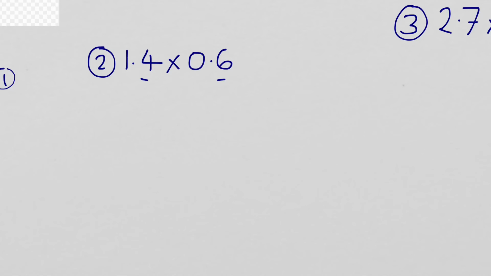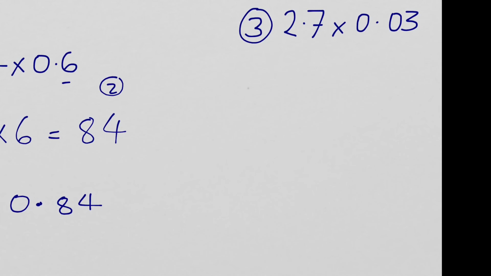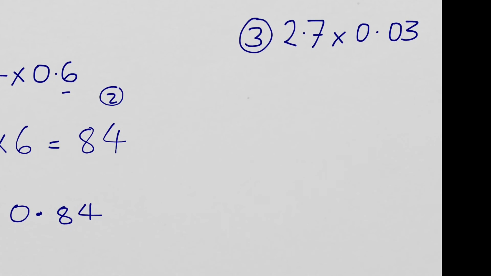Alright, second problem, 1.4 times 0.6. There are 2 numbers after the decimal point, so there'll be 2 numbers after the decimal point in the answer. Work out 14 times 6, and that should equal, let's work it out here, 14 times 6, 4 times 6 is 24, carry the 2, 1 times 6 is 6, plus the 2, 84. But this time there's going to be 2 numbers after the decimal place. So that means that the 84, both numbers will go after the decimal point, put a 0 before the decimal place, and it's 0.84.